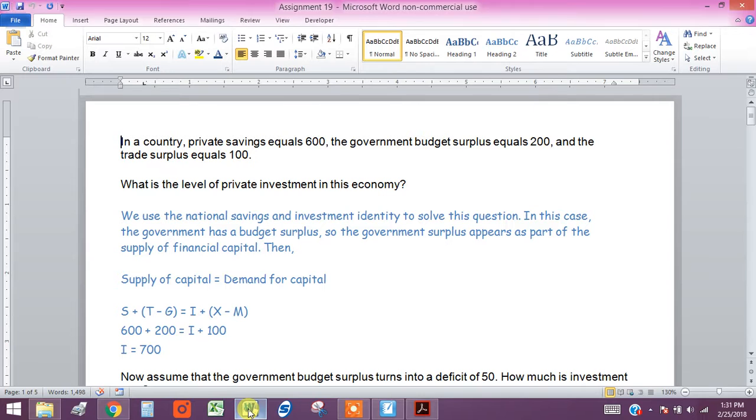Question number 1. In a country, private savings equals 600, and let's just say this is in billions, so it makes more sense. So 600 billion, the government budget surplus equals 200 billion, and the trade surplus equals 100 billion. What is the level of private investment in this economy?